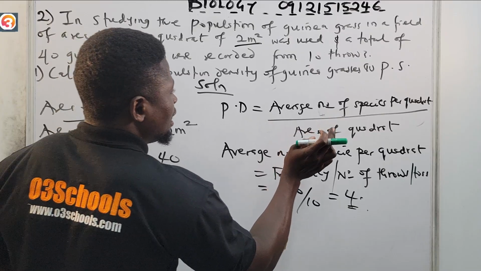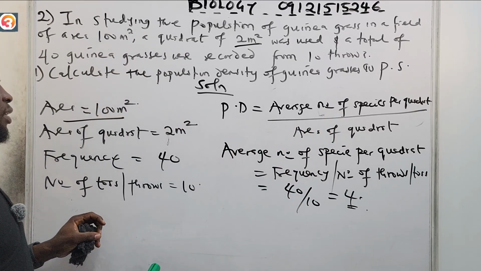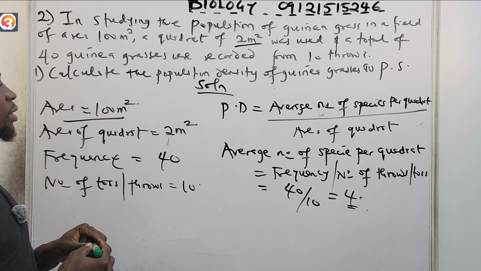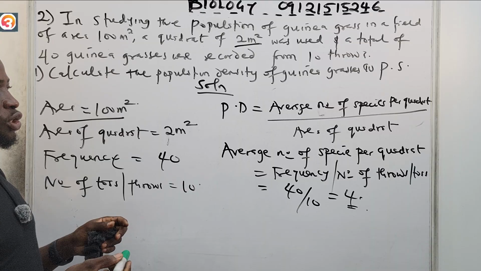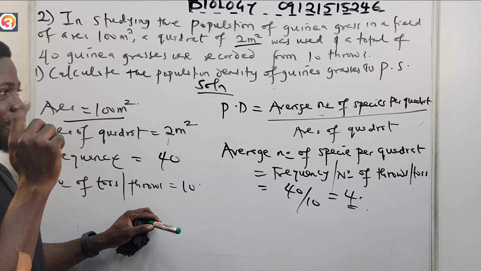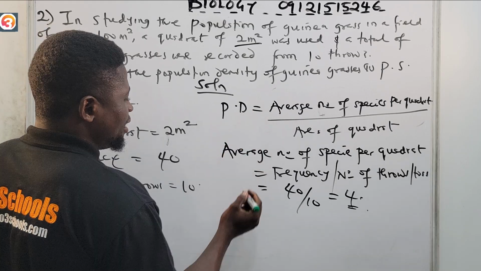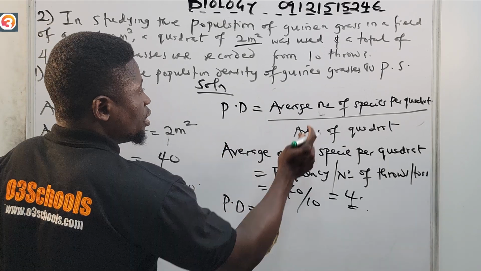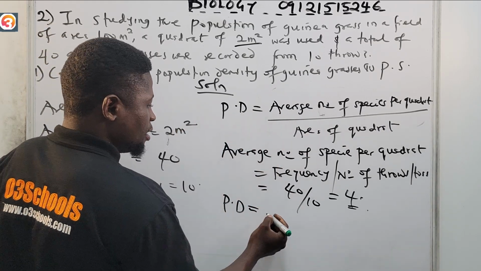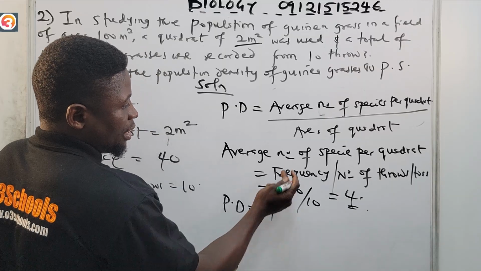Then we have the area of the quadrat. What's the area of the quadrat? 100 meters square. So we can easily calculate the population density. Let us now put in our values. Our PD here, the average number of species per quadrat, is 4.